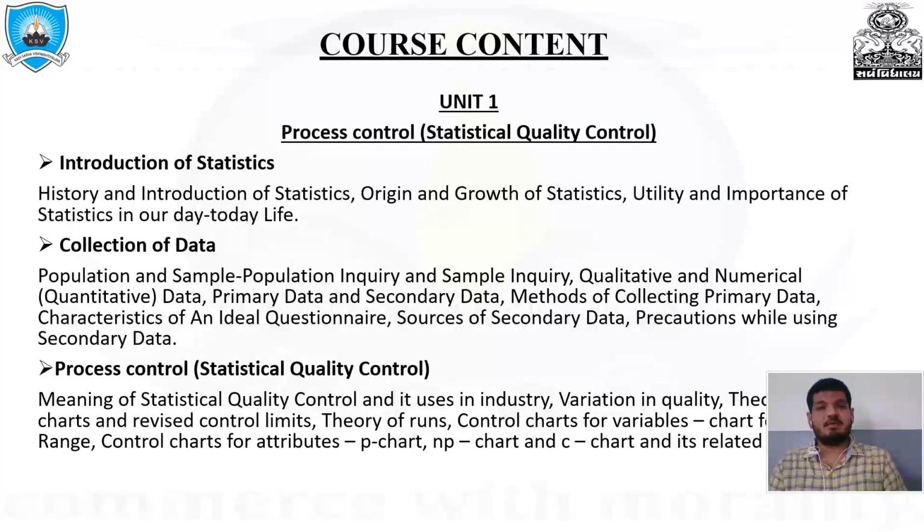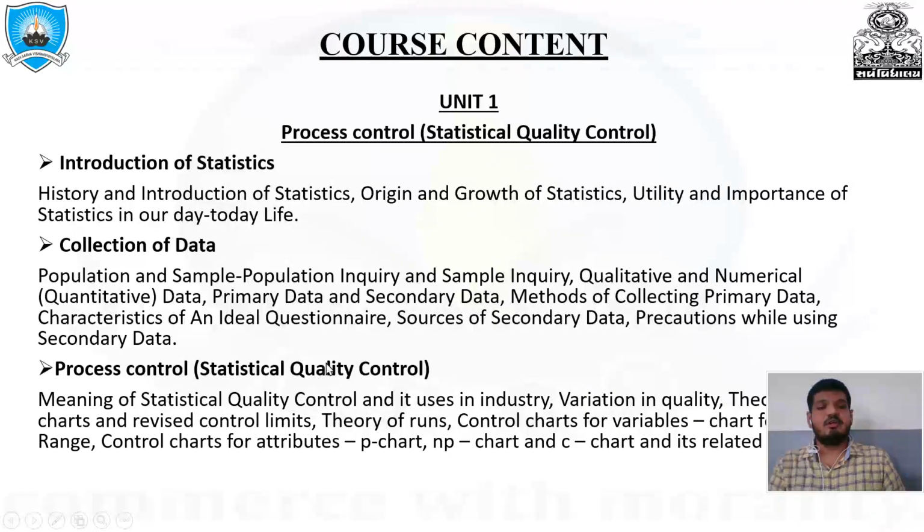Unit 1, that is process control, and you can say statistical quality control. So we are going to study introduction to statistics, collection of data and process control in this unit. Now what is introduction to statistics? History and introduction of statistics, origin and growth of statistics, utility and importance of statistics in our day-to-day life. Now collection of data: population and sample population, inquiry and sample inquiry, qualitative and quantitative data, primary data, secondary data. What are the main sources of primary data, what are the main sources of secondary data, we are going to study in this unit.